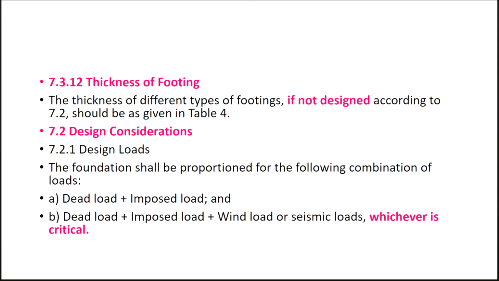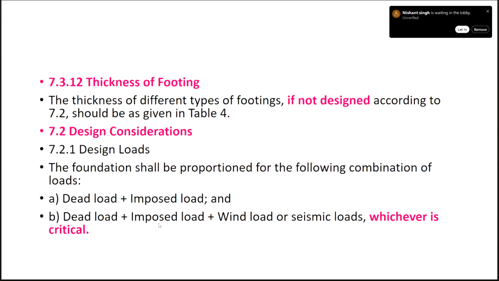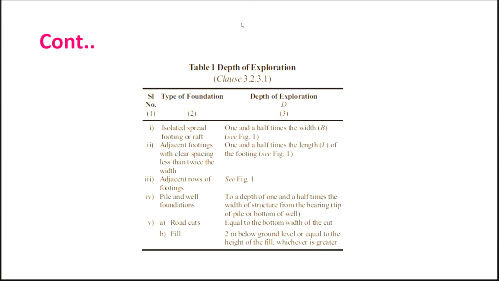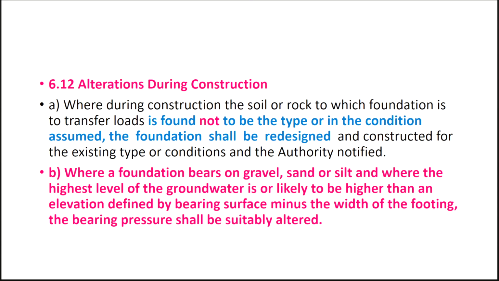Again with respect to certain thickness of footings, if the thickness of the footing is not designed, then again they are saying it shall be proportioned with the following combination: dead load plus imposed load, or dead load plus imposed load plus the wind load or seismic load, whichever is critical. This is again with respect to certain design requirements for thickness of footing. The depth of exploration, again we have already seen earlier, that was with respect to the IS code provision. This was with respect to NBC provision. So NBC again is 2016, but again you can refer to that. What I have is IS 1892/2021.